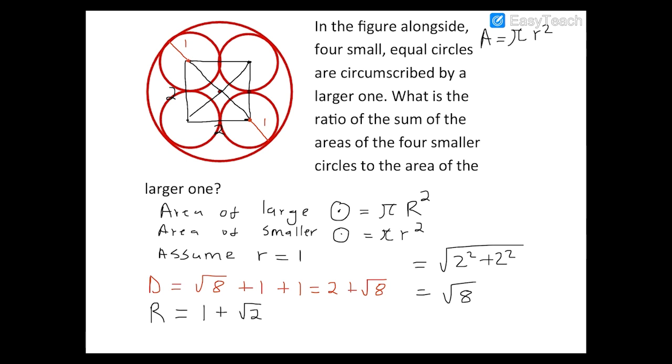Okay, because remember, square root of 8 is the same as 2 root 2. Let me just write it here so that you remember. Square root of 8 is the same as 2 root 2. So if I divide it by 2, I only get root 2.